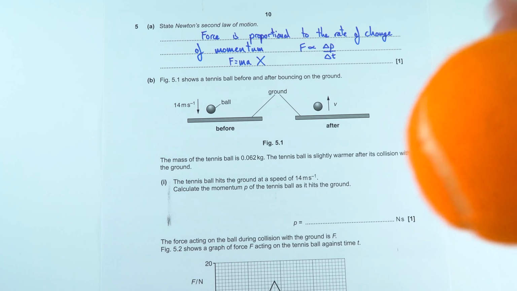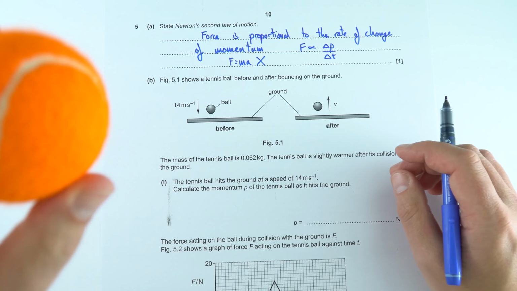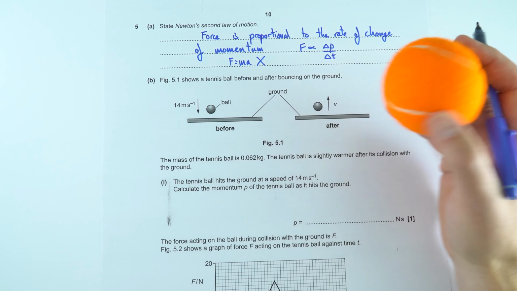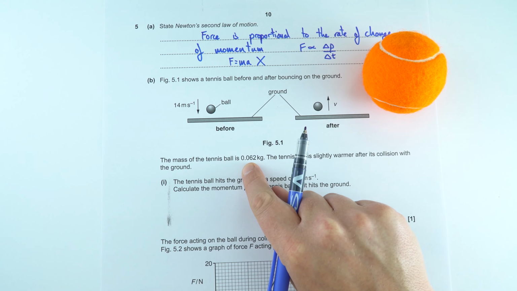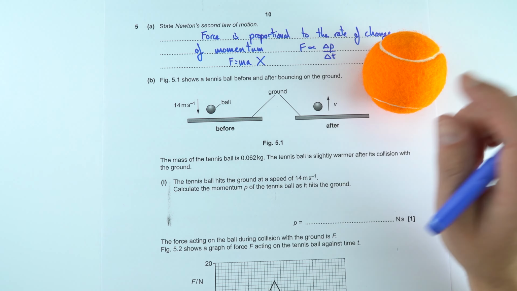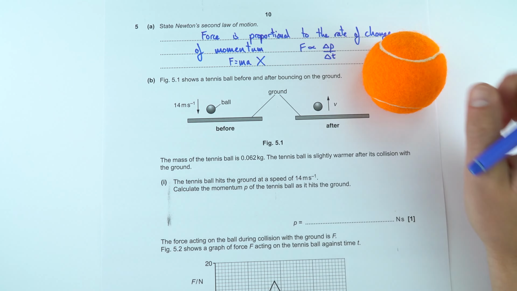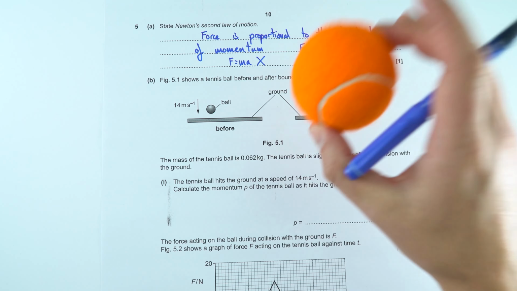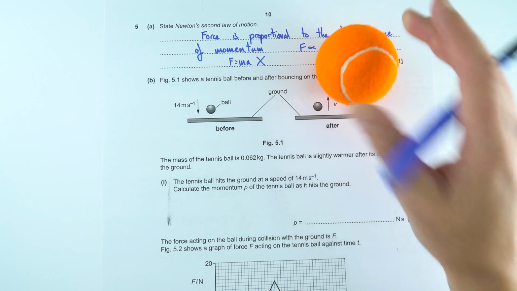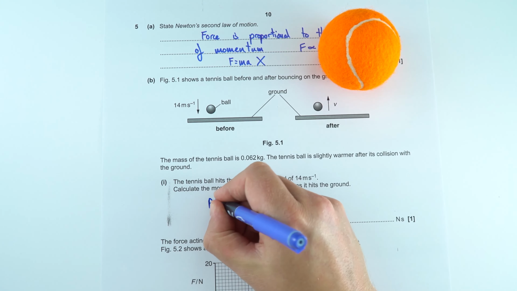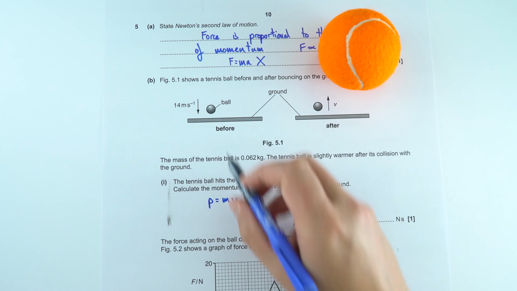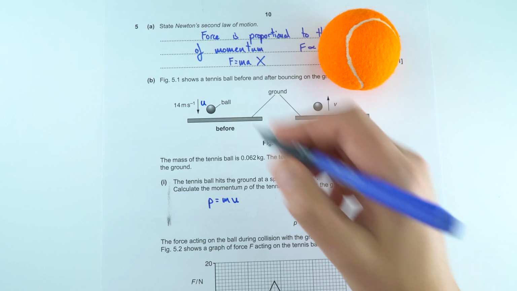Okay, the next question is about a tennis ball that hits the ground and then bounces up again. And it says the mass of the tennis ball is 0.062 kilograms, and it's travelling at 14 metres per second. So we want to know the momentum of the tennis ball as it hits the ground. So at this instant here, momentum is going to be equal to its mass times its velocity, which I'm going to call u because it's its initial velocity here.